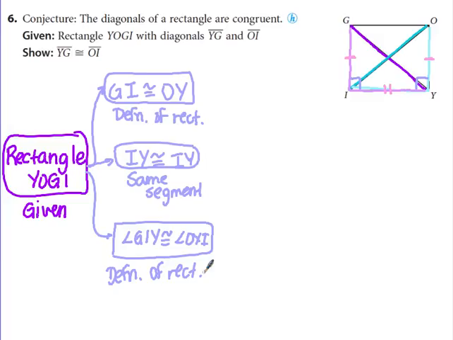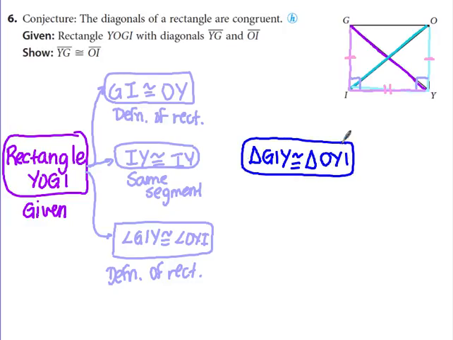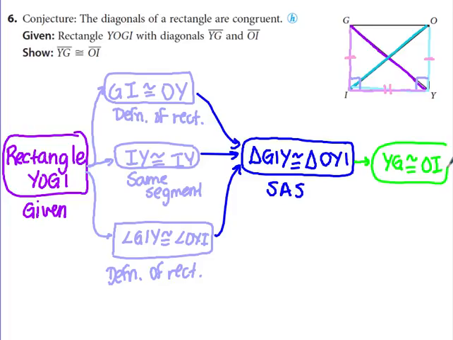So where do I go from three? To a triangle. So triangle GIY is congruent to triangle what? OYI. What's the reason? SAS. So now we do our little arrows going to that. And then last but not least, what do we have? YG is congruent to OI. What's the reason there? CPCTC. So see, it's not that bad.